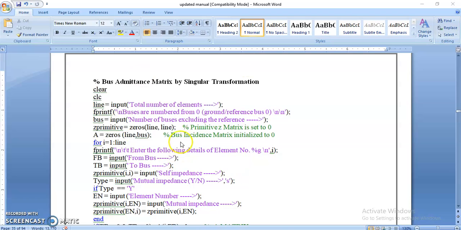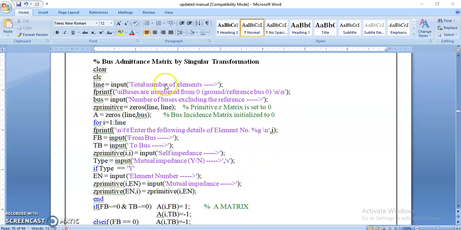This is singular transformation. Okay, so here the lines they have specified. Once again I can explain so that it will be easy to understand. If you go to the program, as per the problem, they specify how many elements and how many buses, without reference, how many buses will be there, that you have to see. Here line equals input number of elements, and you have to print whatever buses start from 0.